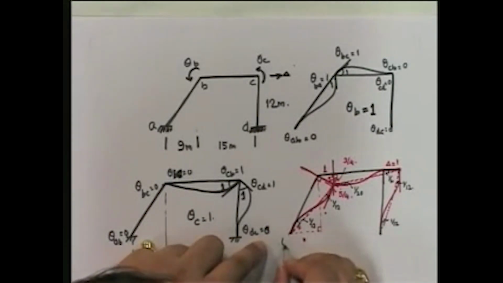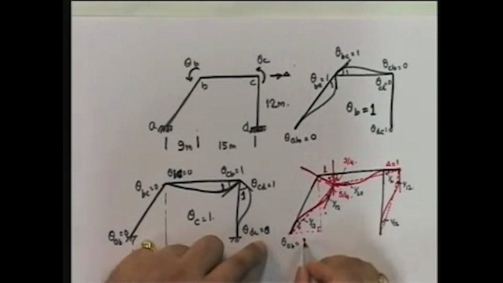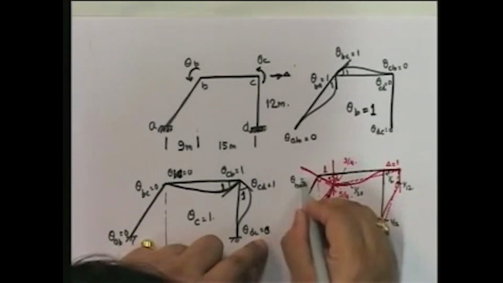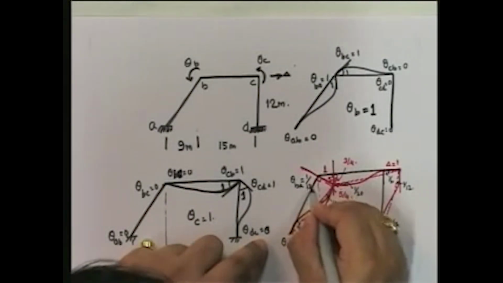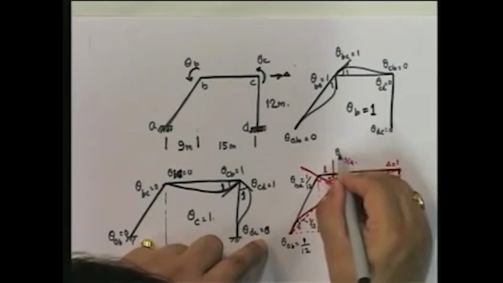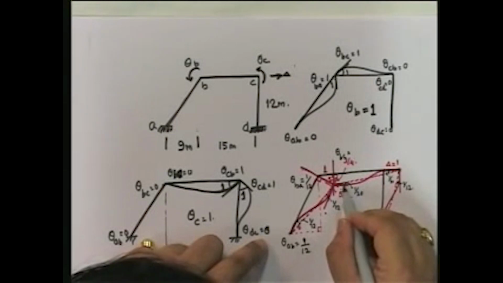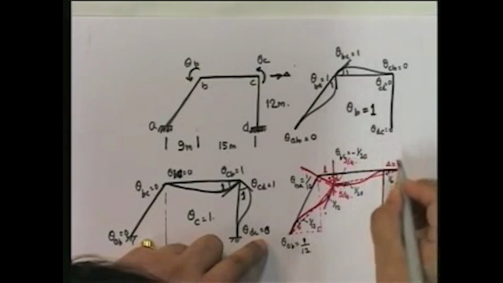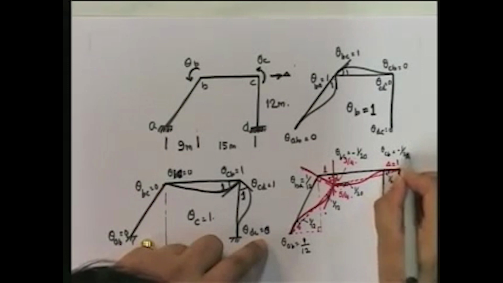So what is theta AB? Theta AB from the chord to the tangent is anti-clockwise positive. So this is 1 by 12. What is theta BA? Theta BA is equal to, from the chord anti-clockwise, so 1 by 12. What is theta BC? Let's see. From the chord to the tangent clockwise, so it's negative 1 by 20. Similarly, CB is negative 1 by 20.